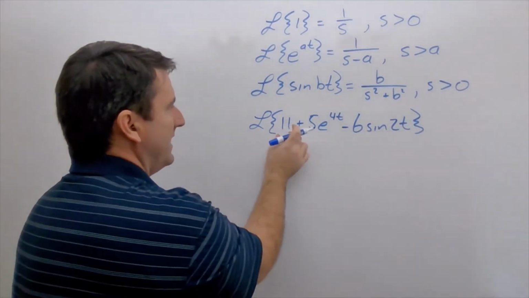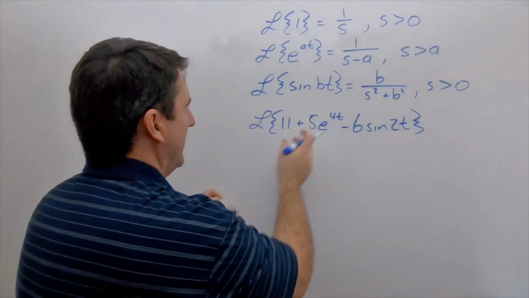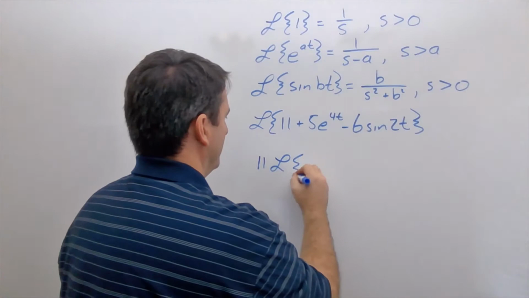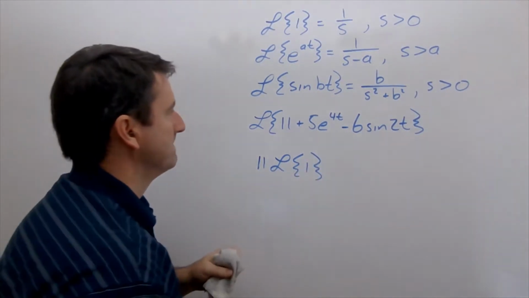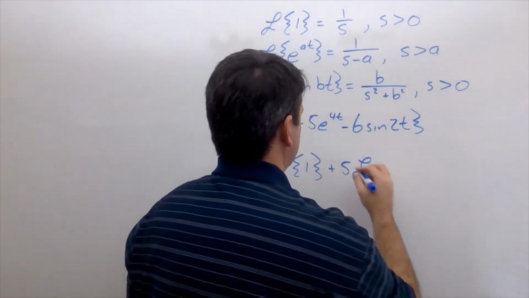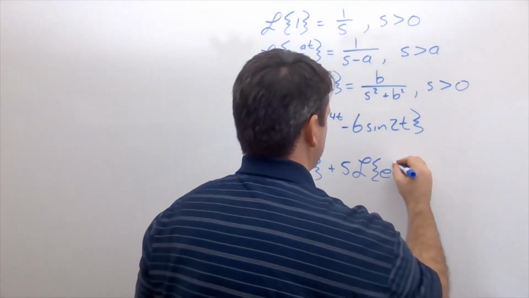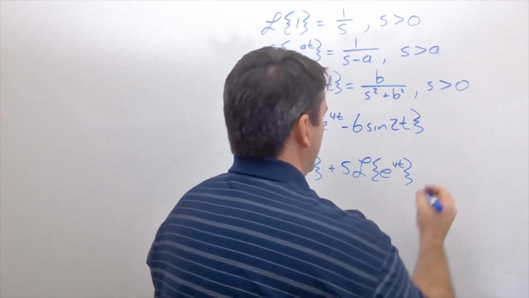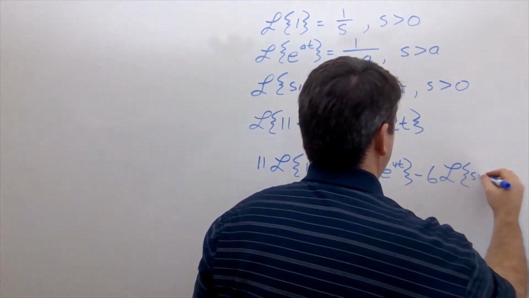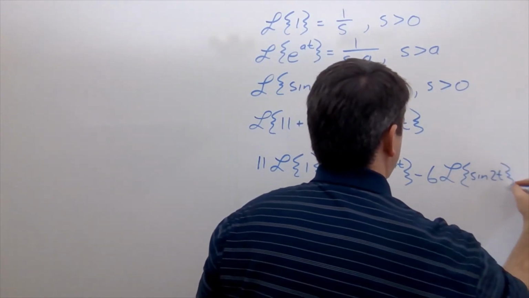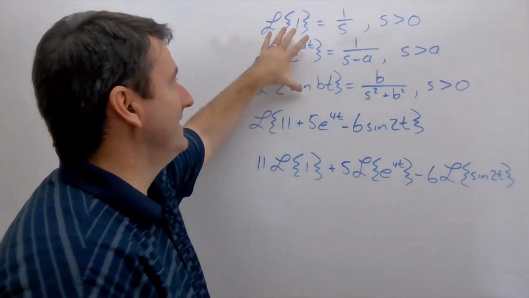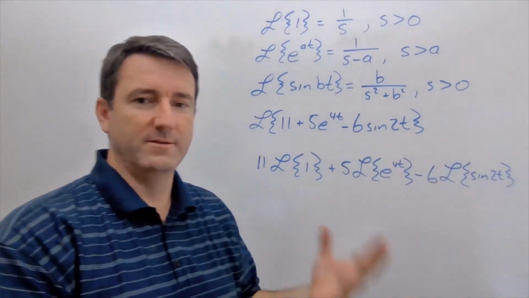So here we have the Laplace transform of 11. Well, let's make that 11 times the Laplace transform of 1. And then here we have 5 times the Laplace transform of e to the 4t minus 6 times the Laplace transform of sine of 2t. All right, and now since we've already done these, we should be able to do this fairly simply.